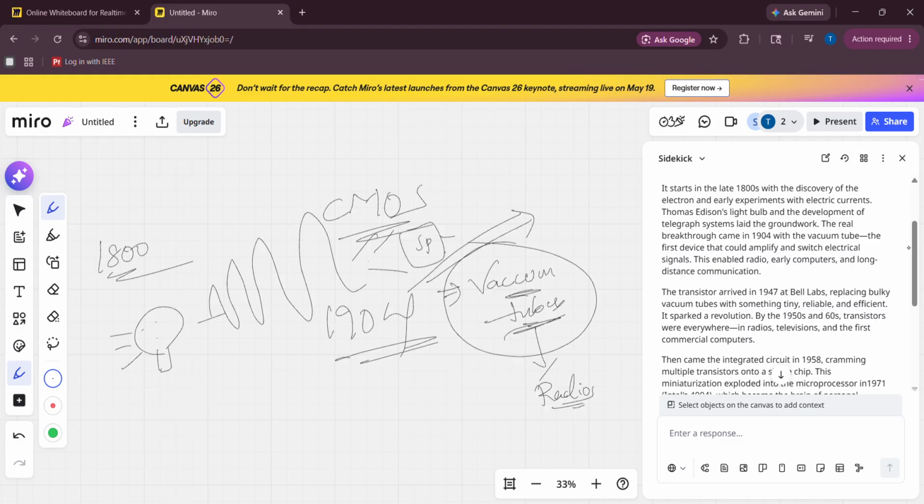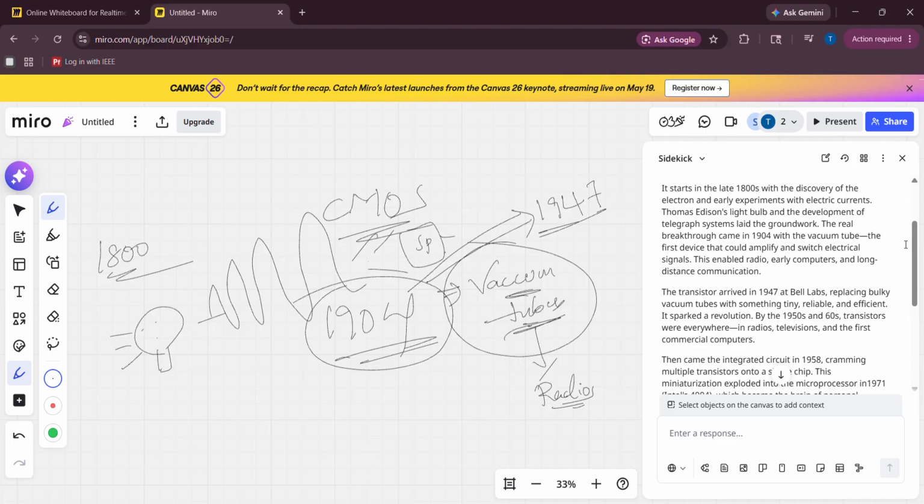So after so many years of work, again 1947, the year of our independence day, the transistor came into the picture at Bell Labs, replacing the bulky vacuum tube with something small, tiny, reliable and efficient. You know, the transistor is very small in size. In previous days it may have been large, but now it is negligible. You can't even see it with our eyes. Those disadvantages, the large size, are overcome by the transistor in 1947.